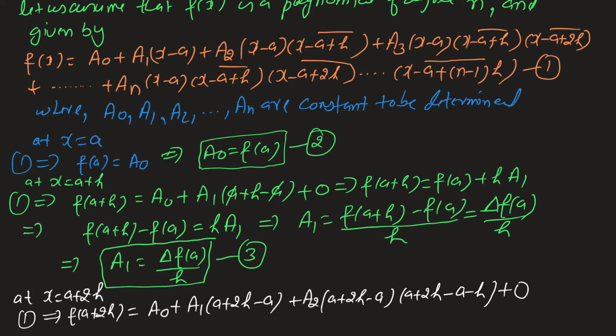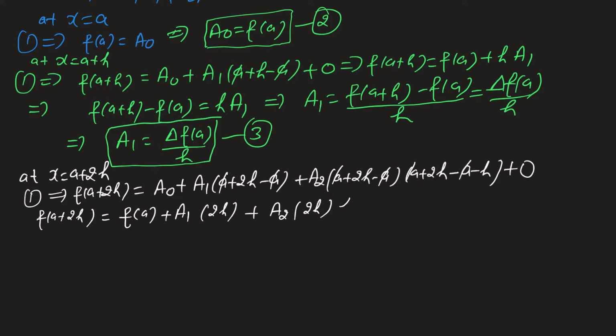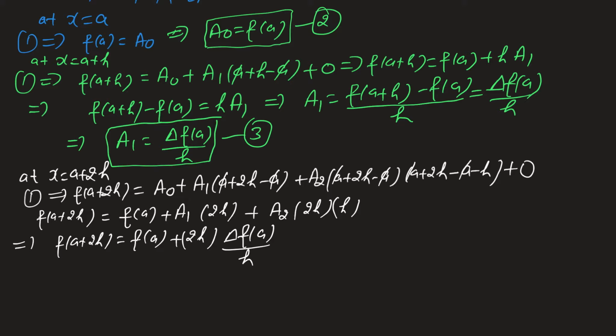So this further implies that f(a+2h) is equal to a0, which is f(a), plus a1. This will cancel out, so we are left with 2h, plus a2, this will cancel out, so we are left with 2h and h. Okay, so this implies that f(a+2h) is equal to f(a) plus, what is the value of a1 from equation number 3? Delta of f(a) by h, plus 2h² a2.